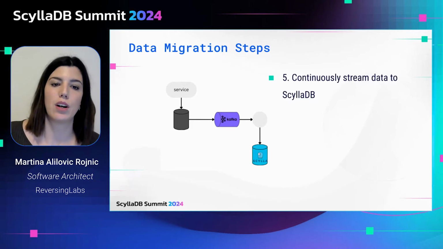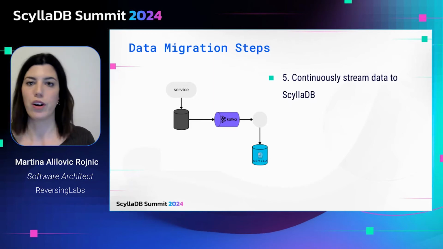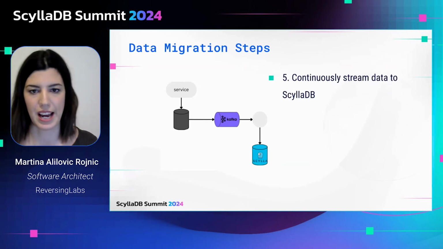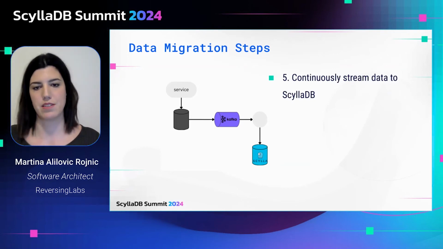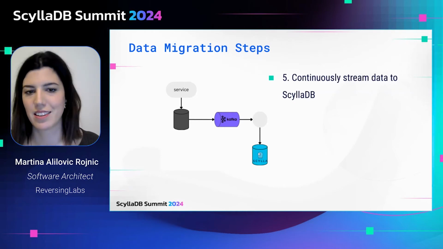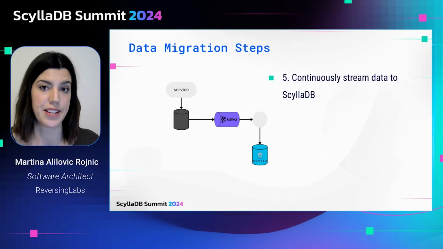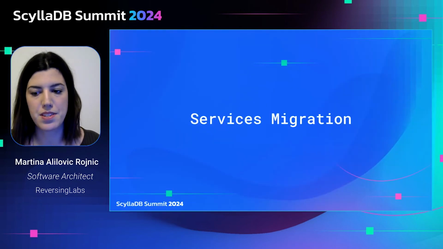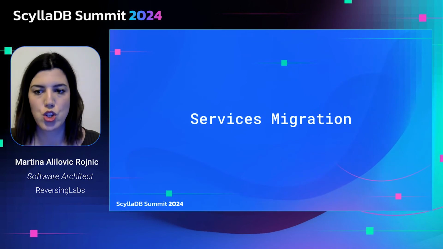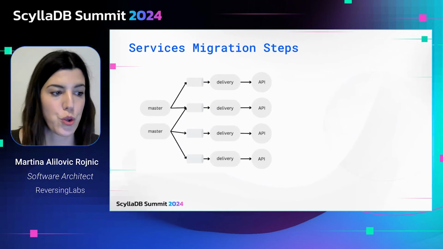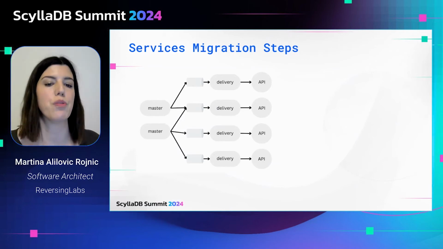But keep in mind, we needed to do this for every one of the 100 tables that we had. So this times 100, and you have your data in sync. So that's the data migration. After that comes the service migration. For the service migration, first let me show you a sketch of our system.